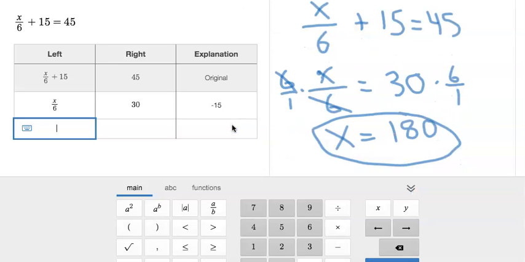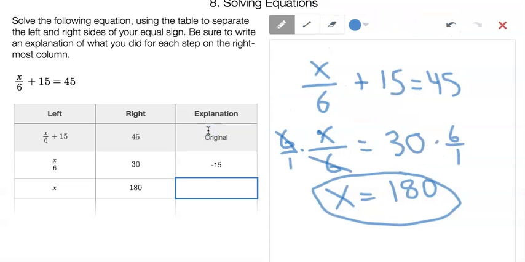So I've got to go back over here, and I am going to add another column. I solved it, it's x. And what did x equal? x equals 180. How did I get that? Well, I multiplied by 6.